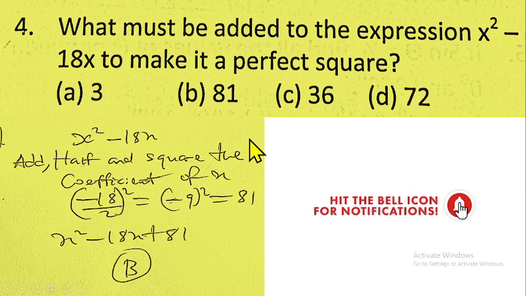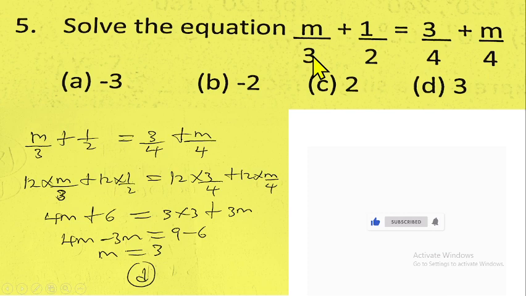Question number 5, you have to solve this equation m over 3 plus 1 over 2 equals 3 over 4 plus m over 4. So this is an equation in algebraic fraction. So it's very simple as well. What can we do? We can try to get rid of the denominators by finding their LCM, which is 12, and multiply through by 12.